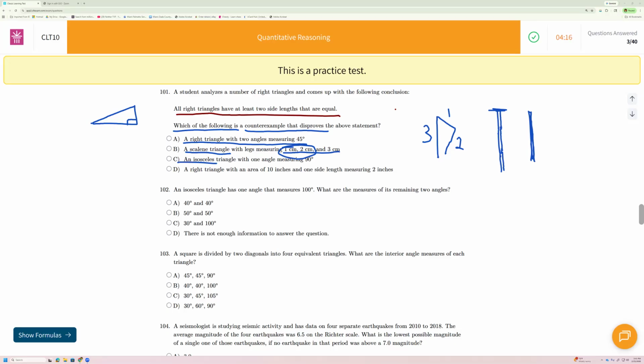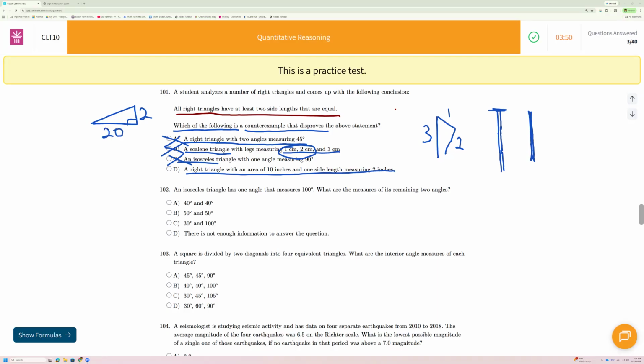Isosceles means two sides are the same. So none of these apply. The only correct answer is D, a right triangle with an area of 10 and a side length of 2. So let's say we have this one, that's a side length of 2. To get an area of 10, we need this to be 20. 2 times 20 divided by 2 is 10. So this length is 20.